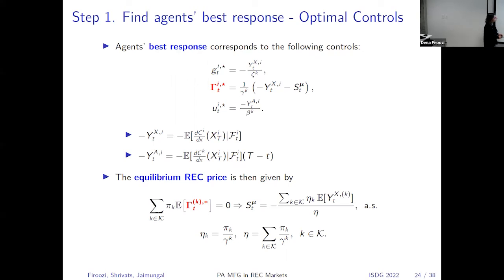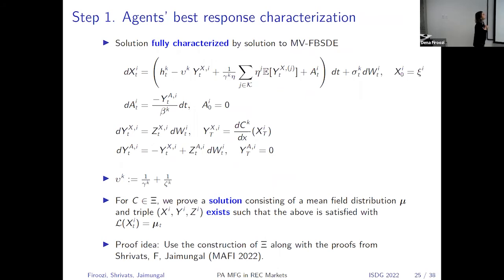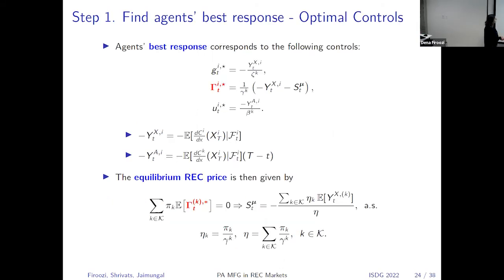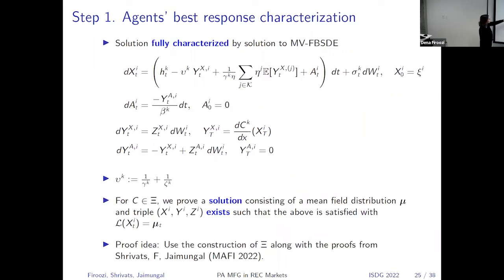Now, in order to completely characterize both the equilibrium price and these strategies, I need to characterize these processes, Yx and Ya. So we can show that indeed these two processes are backward components of this set of forward-backward SDEs. So the forward components are just the state processes when we substitute the best response strategies and also the equilibrium price. And these backward components, we can obtain them by using these mathematical formulas and using Itô's lemma. So we can show that they satisfy these backward SDEs.